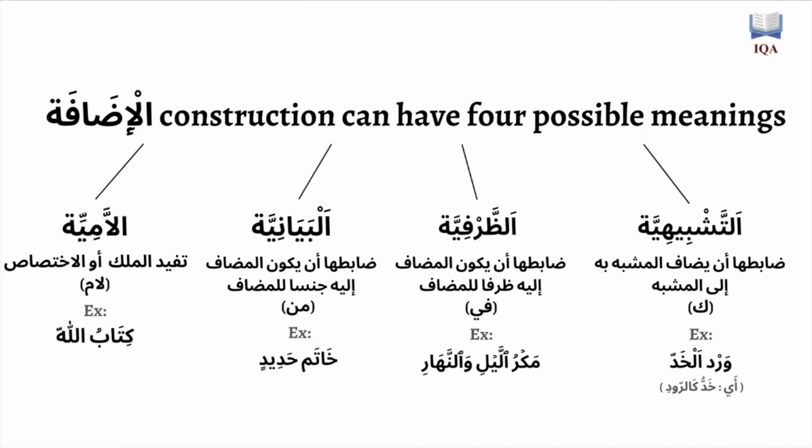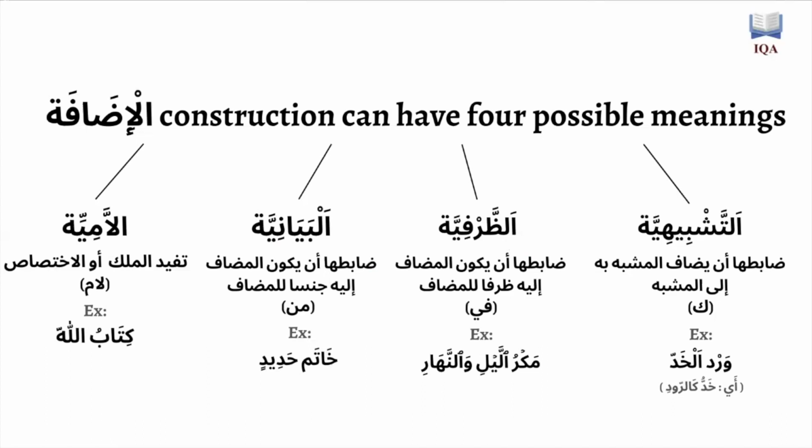Okay, so this is one meaning of an idafa, where it's clarifying what the thing is made of, what type of jins it's made of, what type of species or type. The idafa construction can sometimes also mean al-dharfiyya. Al-dharfiyya means that it has the same exact meaning as the harf jar fi.